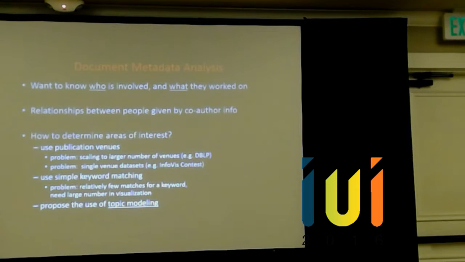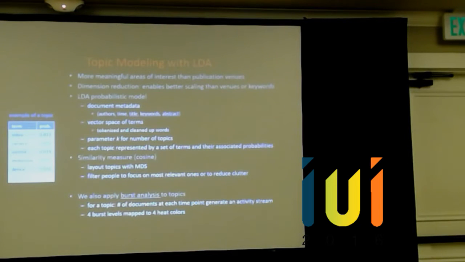And the problem here is that there are relatively few matches for a given keyword. So you end up having to use lots of keywords, and then that's going to make your visualization really busy. So what we propose is to use topic modeling. The topics from the topic modeling are more meaningful as areas of interest than the venues. And as a dimension reduction technique, it scales better than the venues and the keywords.